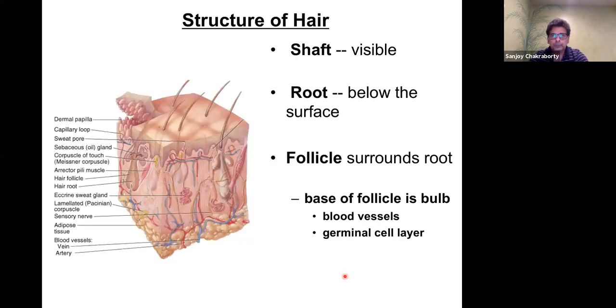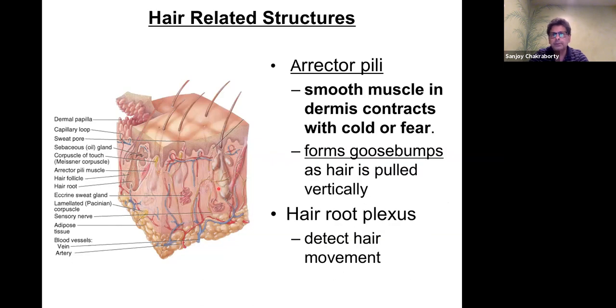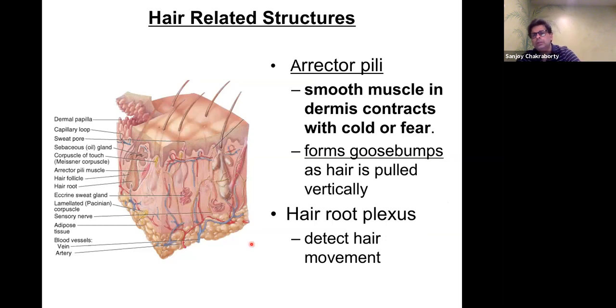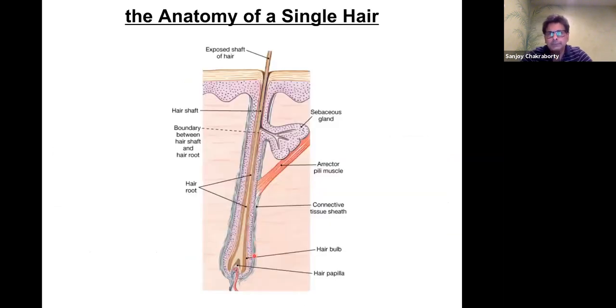Now, if you look at the hair structure, it begins in the deepest layer of the dermis, which is the reticular layer. This is the better picture, I believe, to explain. So all these things which I wrote down, I am going to explain from this slide.